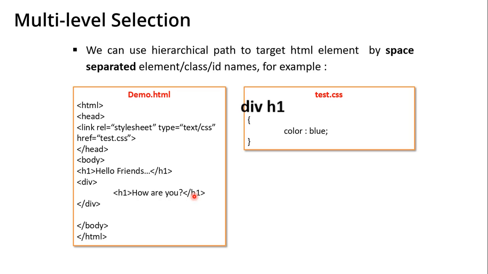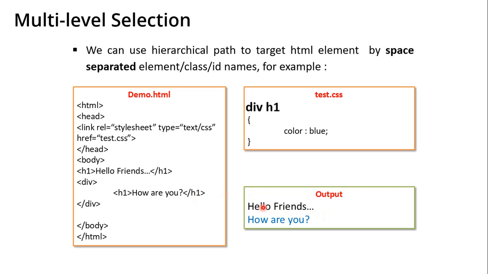Okay, so what happened: hello friends has the default left side alignment and color is black. Now I have an h1 two times, hello friends and how are you. In the first h1 I am not writing anything, so it will display as it is. But the next h1 is inside the div, and for div h1 I am using color blue. So div starts, in which I have to write the h1 tag. In h1 I am writing how are you, so how are you will display in blue color.